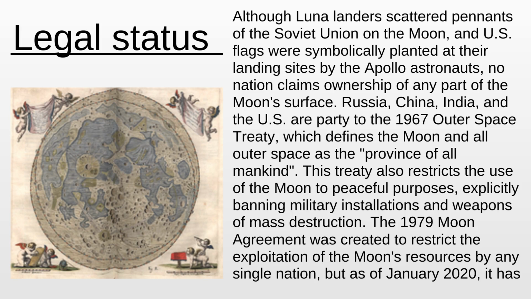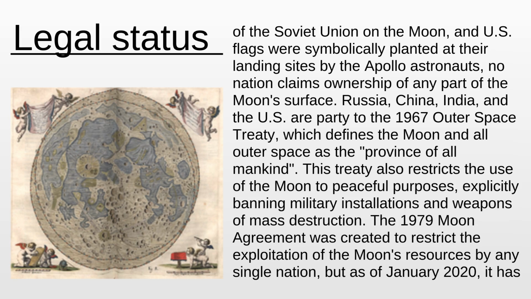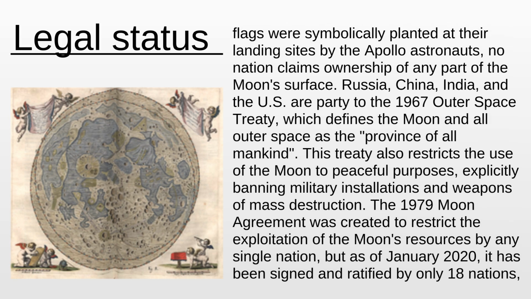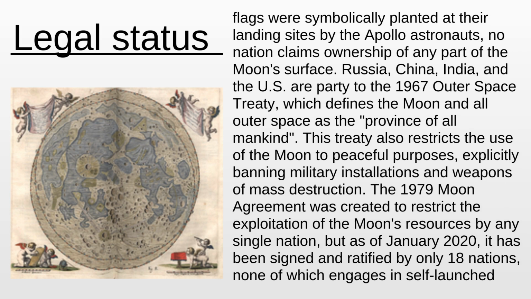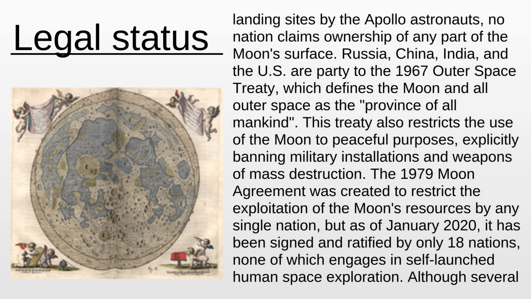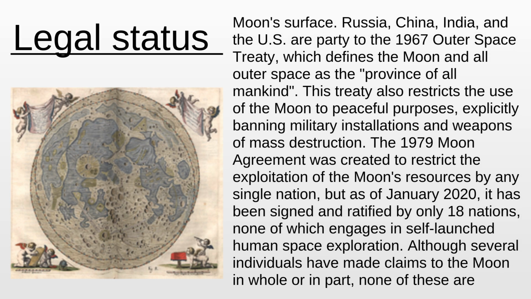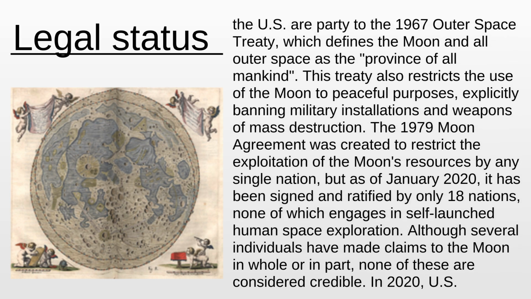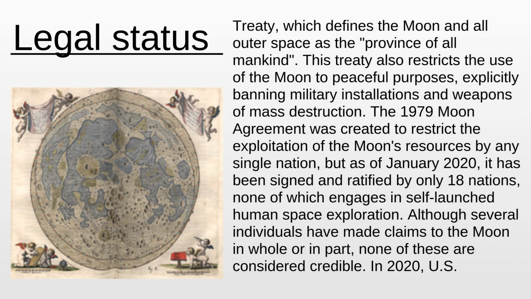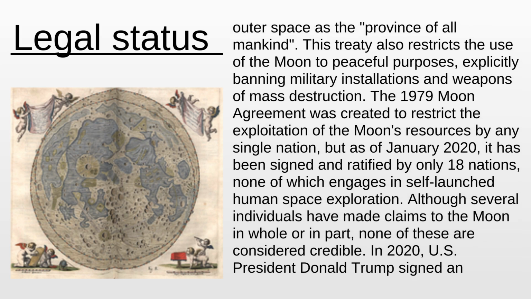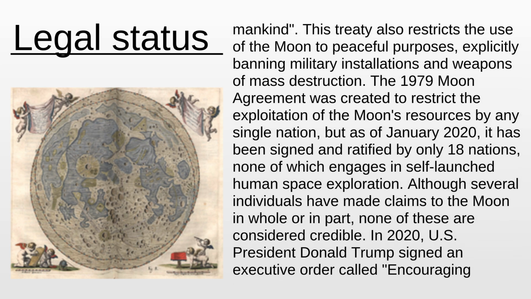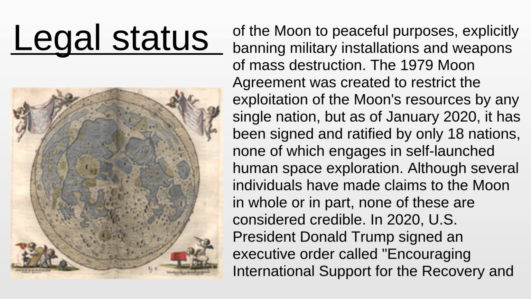Although lunar landers scattered pennants of the Soviet Union on the Moon, and U.S. flags were symbolically planted at their landing sites by the Apollo astronauts, no nation claims ownership of any part of the Moon's surface. Russia, China, India, and the U.S. are party to the 1967 Outer Space Treaty, which defines the Moon and all outer space as the province of all mankind. This treaty also restricts the use of the Moon to peaceful purposes, explicitly banning military installations and weapons of mass destruction.